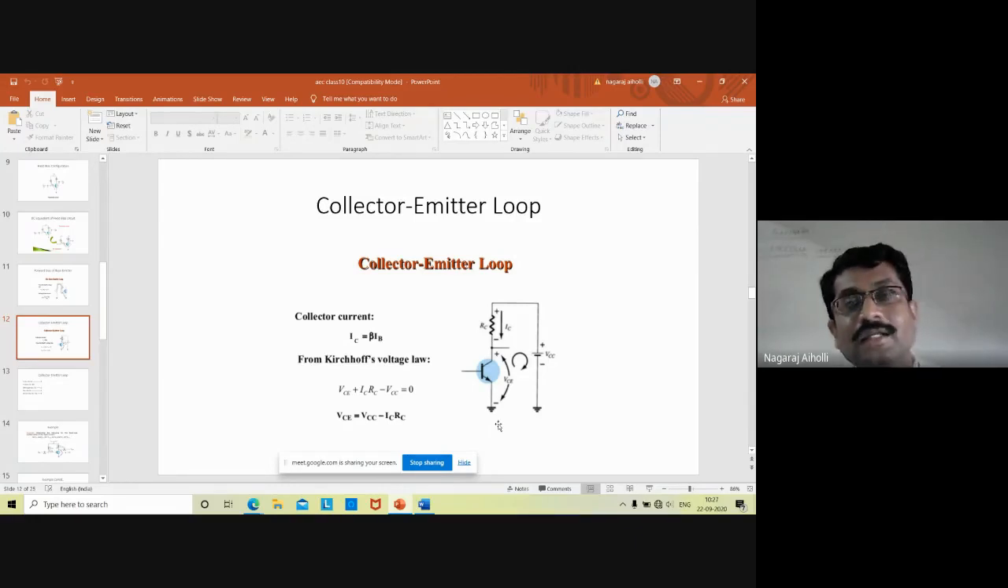Kirti Patil, how much will be VE? The emitter is connected to ground. So what will be the value of VE, the emitter voltage? Yes, please answer. What will be the emitter voltage, the value of emitter voltage when the emitter terminal is connected to ground?